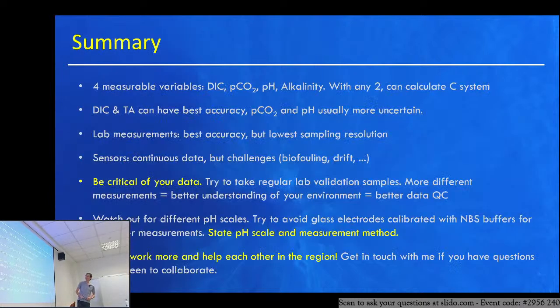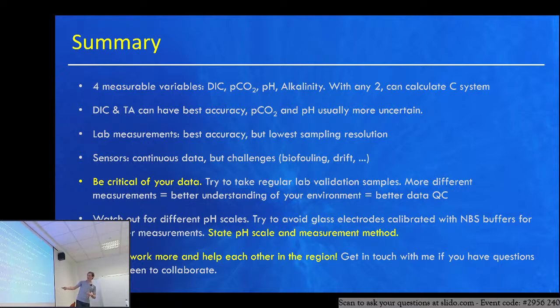So in summary, we've looked at some of the theory of the carbonate system and how we measure it. Really key: be critical of your data and be careful, try to measure as many things as you can, and don't feel bad about flagging something as bad data. Bad data will happen to all of us. Watch out for the pH scales, and most importantly, let's network more, help and support each other across the region. Write to me, write to others in the GOA-ON network.